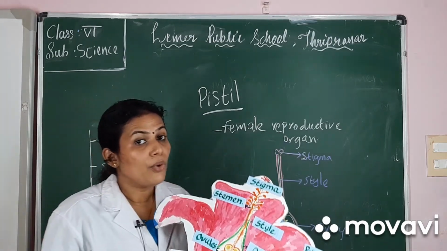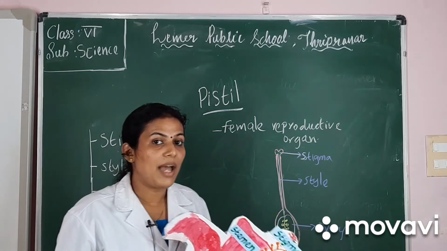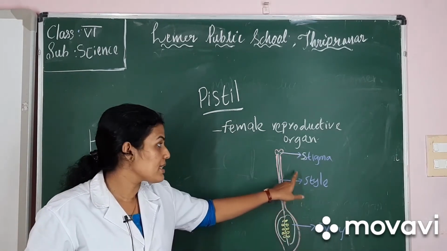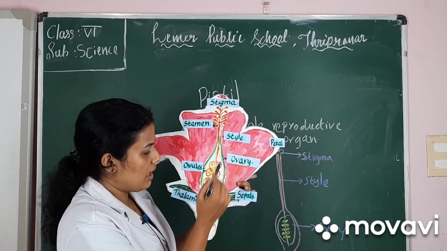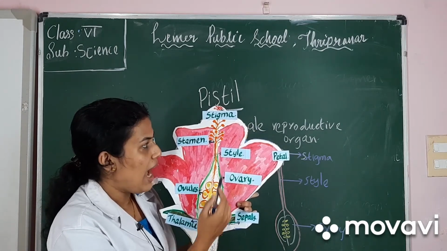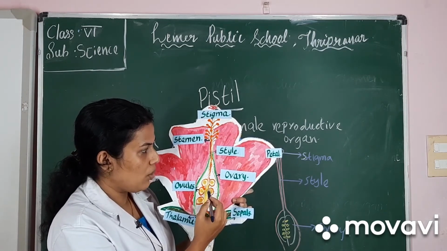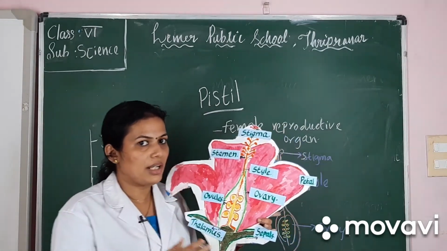And at last the fourth part we studied, that is pistil, and we learned the parts of pistil, that is stigma, style and ovary. This region is a stigma region, and this swollen region is called ovary, and the tube which connects the stigma and ovary is style. And pistil is called the female reproductive organ.